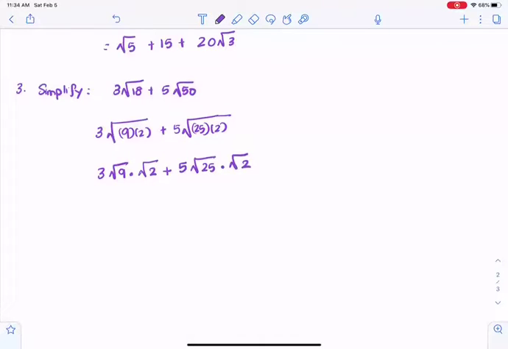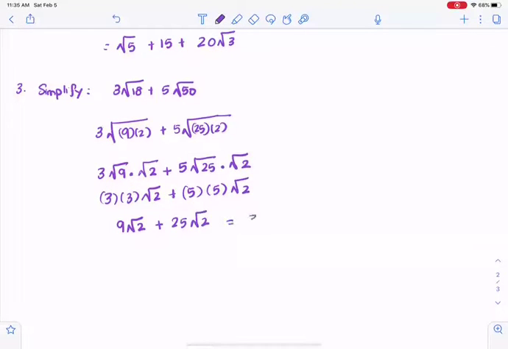Square root of 9 is 3. Square root of 25 is 5. And the root 2, I'm going to leave it as is. 3 times 3, 9, root 2. 5 times 5, 25, root 2. Add them together, 34 root 2.